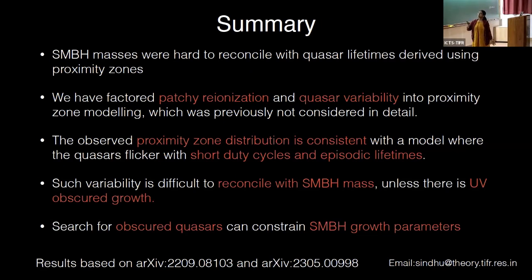And so this is basically the summary or moral of the story. So supermassive black holes were hard to reconcile with quasar lifetimes derived using proximity zones. We have factored patchy reionization and quasar variability into this proximity zone modeling. And then we found that patchy reionization can mitigate this crisis, but not fully. But short duty cycles and short episodic lifetimes are consistent with the observed distribution, but then they're still hard to reconcile with the observed black hole mass unless there is UV obscured growth. And a search for such obscured quasars will potentially be able to constrain supermassive black hole growth parameters. Thank you.